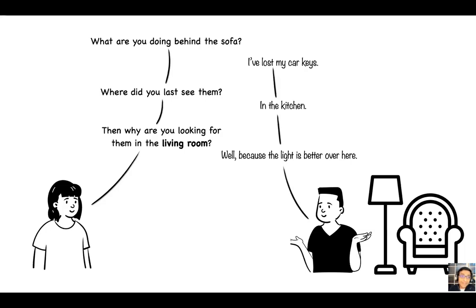What are you doing behind the sofa? I've lost my car keys. Where did you last see them? In the kitchen. Then why are you looking for them in the living room? Well, because the light is better over here.